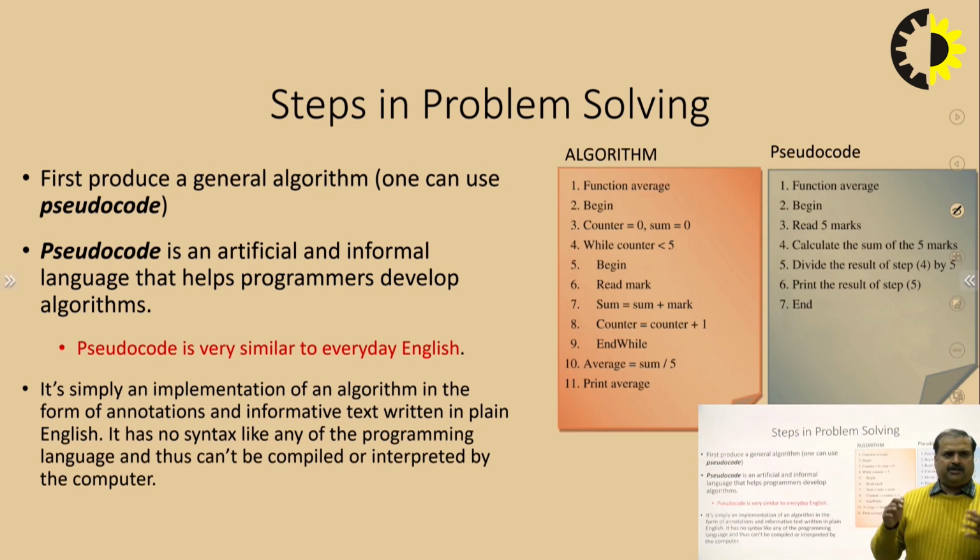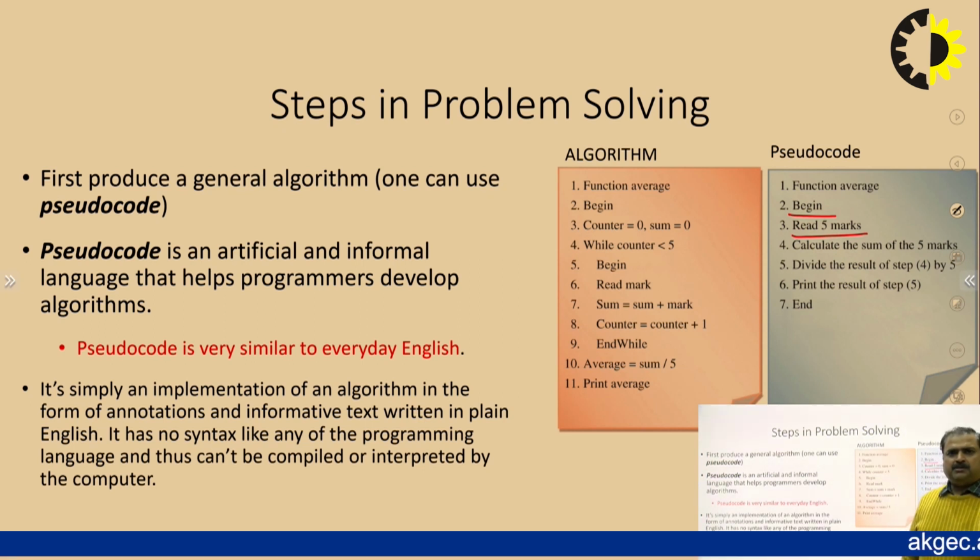So pseudocode is an artificial and informal language that helps programmers to develop algorithms, or we can say the previous part of the algorithm is pseudocode. Pseudocode is very similar to everyday English. Like here in this example, if we want to find the average of a function, then we can write pseudocode like we are writing a function average, and we begin and we are writing read 5 marks. We are not specifying where we are storing, what are the variables for these. We are simply giving an instruction like read 5 marks. Then calculate the sum of 5 marks. We are not writing any formula for how we are going to calculate, or how we are dividing the result of step 4 by 5. So we are simply giving the instructions in the form of simple English.